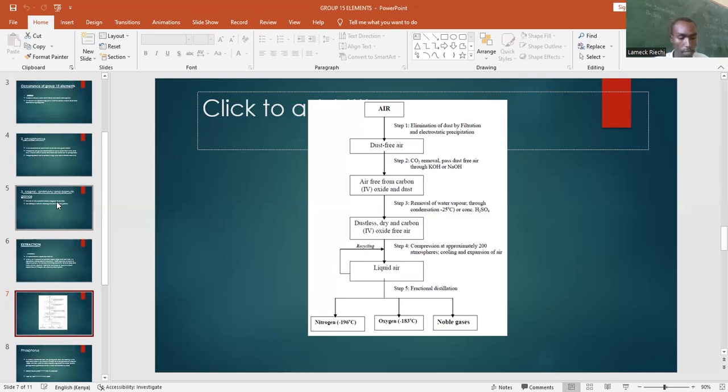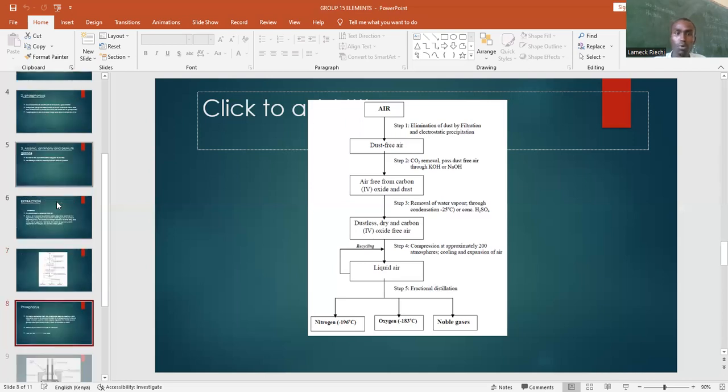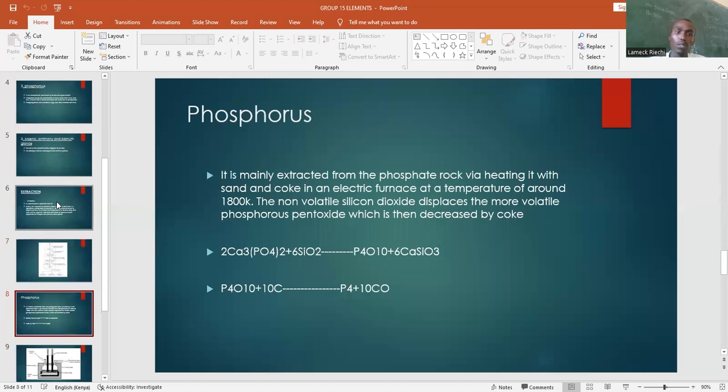Here, the air in liquid state is heated in this chamber, whereby nitrogen distills off first due to its lowest boiling point of negative 196 degrees centigrade, followed by oxygen, which has negative 186 degrees centigrade, then rare gases, which is negative 183 degrees centigrade. That's all about the extraction of nitrogen. Now we'll go to the extraction of phosphorus.